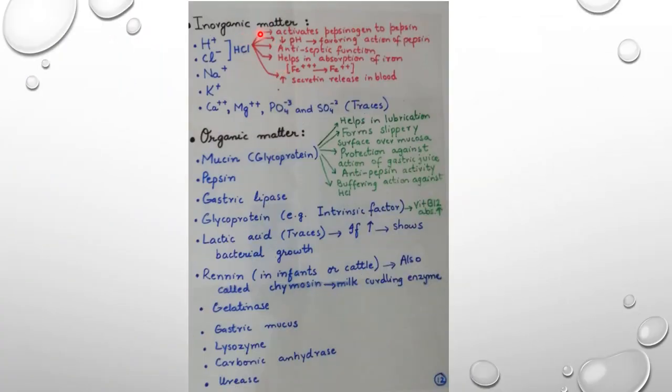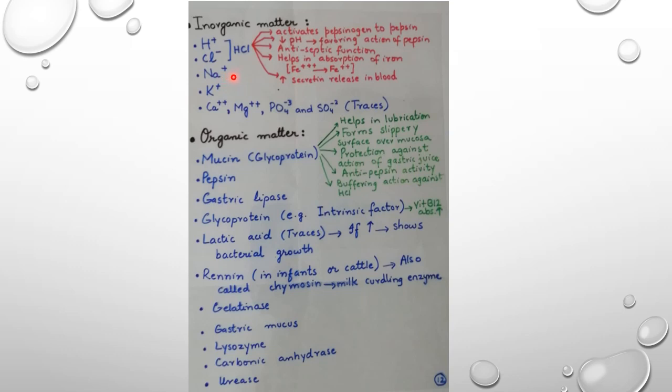Inorganic matter found in gastric juice is mainly composed of HCl, which activates pepsinogen to pepsin. It lowers pH, therefore it favors the action of pepsin, that is, hydrolysis of proteins. It has also got an antiseptic function, and thus it kills microbes. It helps in absorbing iron, and it also increases the levels of secretin protein.